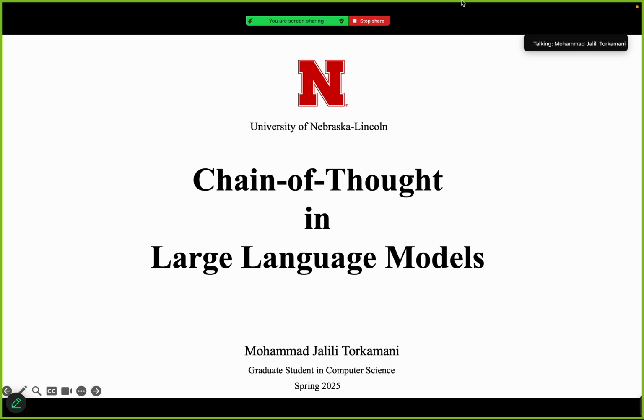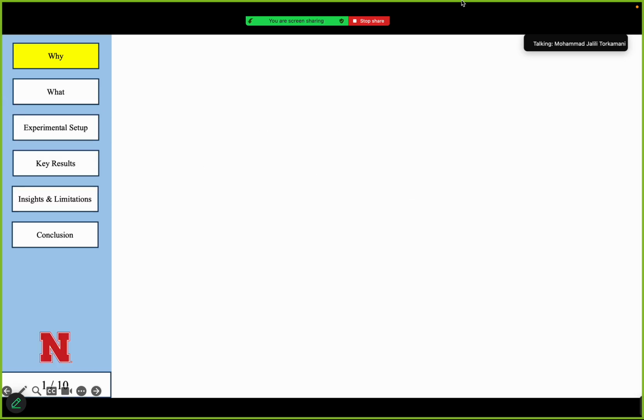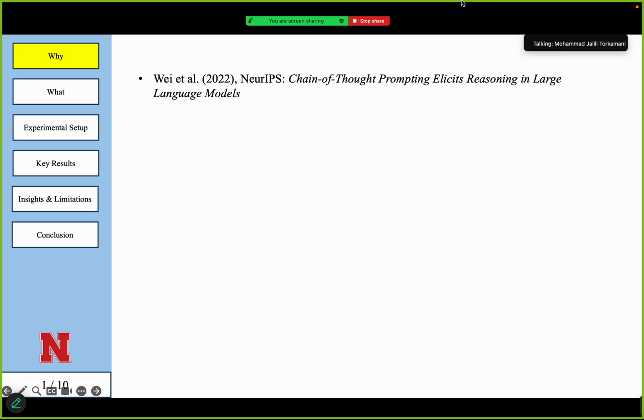I'm a graduate student here at UNL for computer science, and my presentation is about chain of thought in large language models. So first of all, my original paper that I'm going to present to you is named Chain of Thought Prompting Elicits Reasoning in Large Language Models. It's a great and famous paper, published in the NeurIPS Neural Information Processing Systems conference, which is a prestigious conference, in 2022 by Wei and his colleagues.